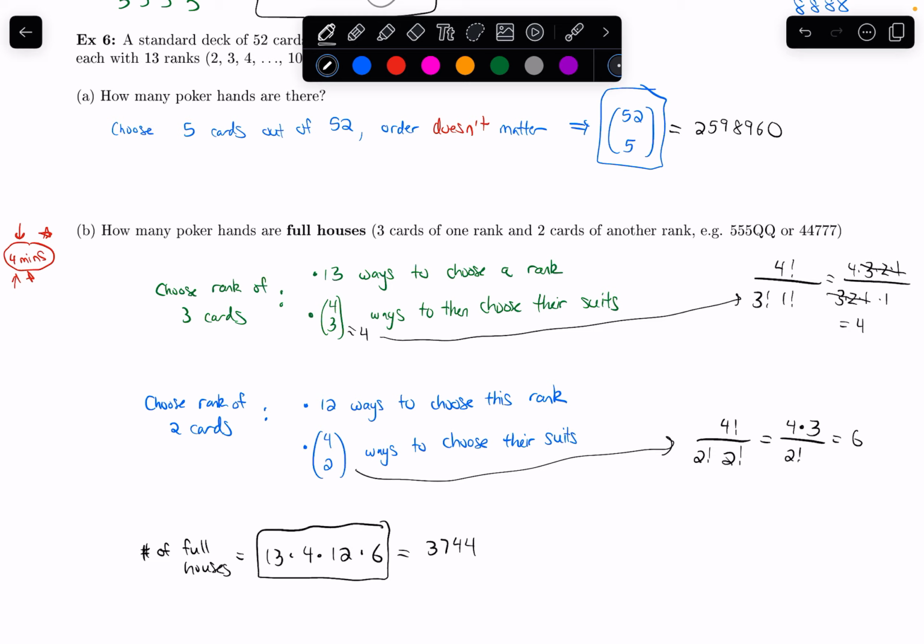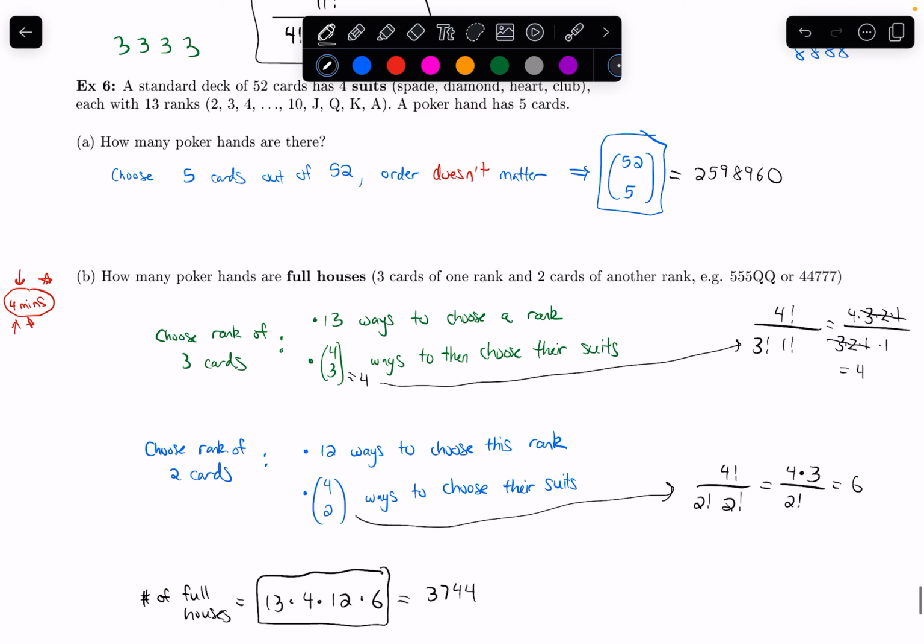So one of the nice things that these counting tools will let us do is determine things like this. Determine how many poker hands there are that fall into this special category. And among other things, that lets us figure out probabilities in poker.